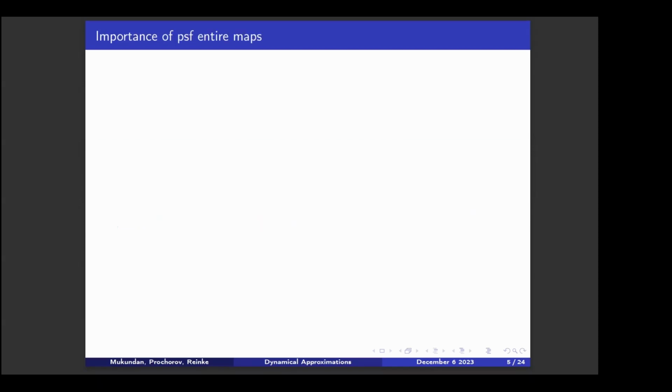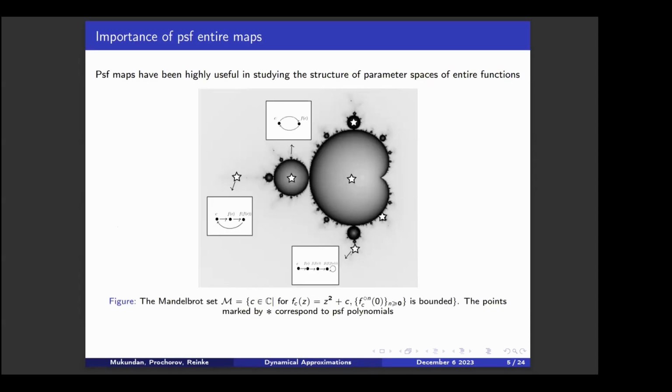Okay. So why should we care about post-singularly finite functions? So for one thing, they're really important in complex dynamics. They've been really useful in studying the structure of parameter spaces. So here's one very well-known example.